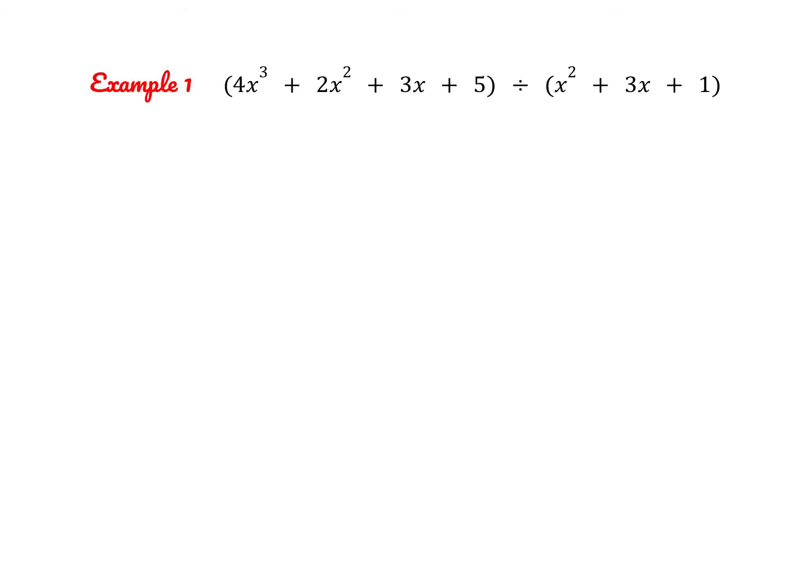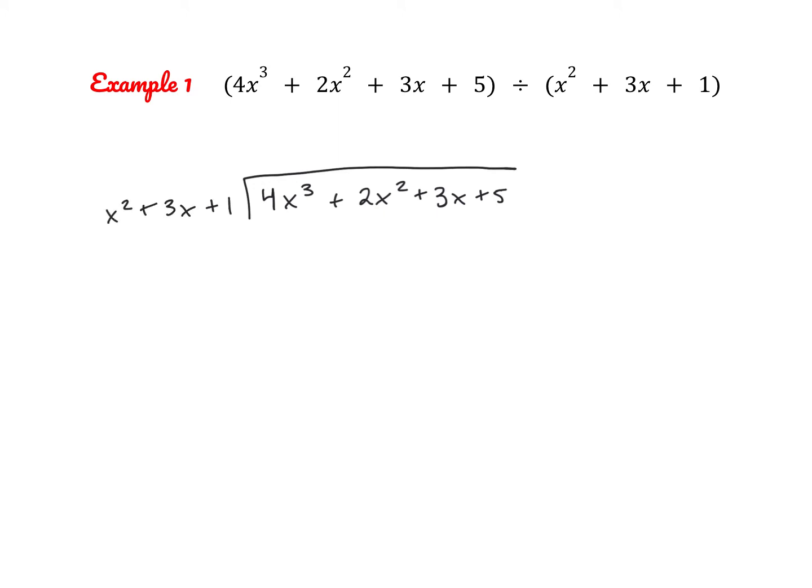All right, so let's look at this first example together. We have 4x cubed plus 2x squared plus 3x plus 5. There are no missing terms here, so that's going to go inside our little table. And then we're dividing that by x squared plus 3x plus 1. Also no missing terms, so we're ready to go.